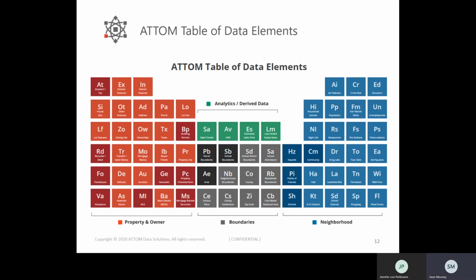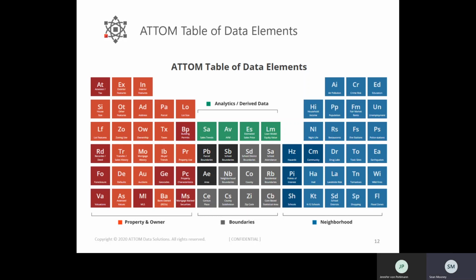Now, APIs are only as good as the data that goes into them. And a few minutes ago, I told you how we manage data and how this drives our industry-leading quality. But I didn't mention the specific data we manage. Now, on this slide, I'm showing you what we call the ATTOM table of data elements. And it's a fun little take on the periodic table of elements. And it shows you how we organize our data into 4 main categories.